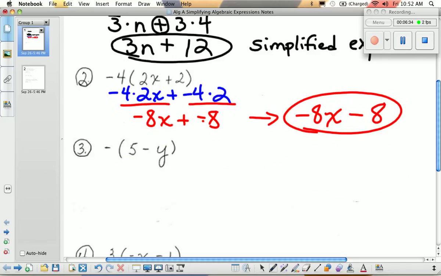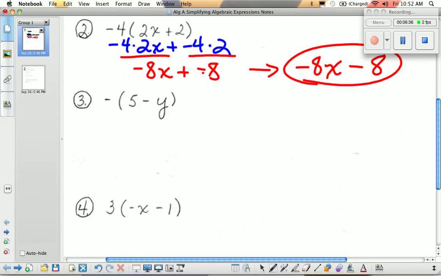Okay, how about number 3 here? We have just a negative sign in front of our parentheses, 5 minus y. We're gonna do two things before we do the multiplication. We're gonna show that we can take that negative sign and make it a negative 1. Okay, so I want you to do that. Make that negative sign a negative 1, because we can multiply anything by 1 and not change its value. So it's like we're slipping in a 1 there and saying, let's multiply by 1.